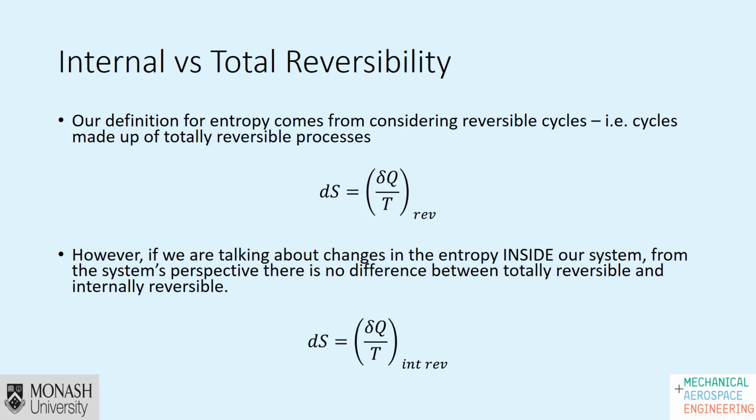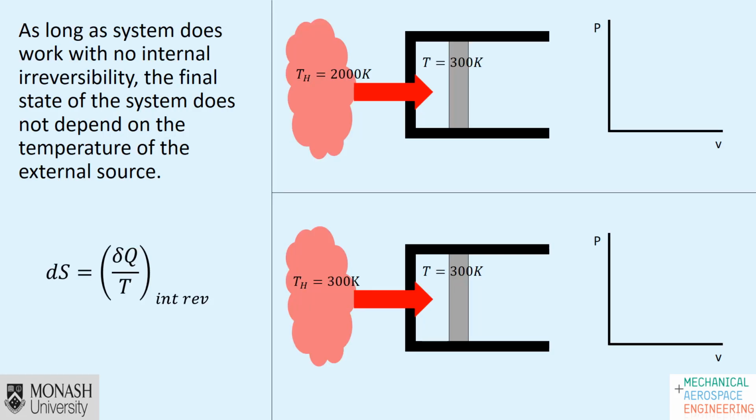So we can still evaluate a change in entropy by looking at the heat transfer divided by the temperature just for an internally reversible process. That's quite a tricky concept, so let's explore it a little bit further. Let's consider a pair of processes here. They're both going to be isobaric expansion processes. They're going to be quasi-equilibrium. There's going to be heat transfer in both cases, and in the case at the top, it's happening through a large temperature difference, and in the case at the bottom, it's happening through an infinitesimal temperature difference.